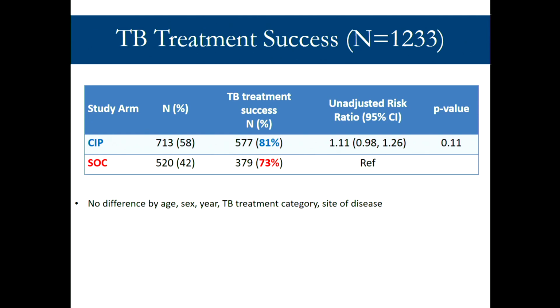Amongst all 1,233 patients, you can see treatment success here. In the CIP arm, 81% of patients achieved TB treatment success, compared to 73% in the SOC arm, for an unadjusted risk ratio of 1.11. Again, there was no difference in TB treatment success by age, sex, year, TB treatment category, or site of disease.